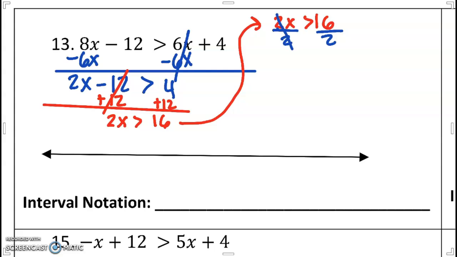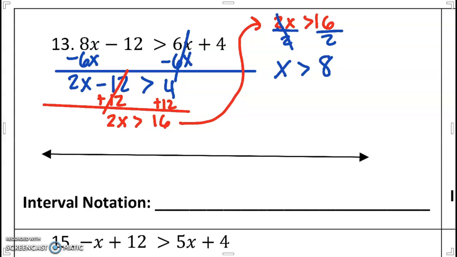When I do this, do I get that special rule where it says flip everything? Why not? Because there's not a negative. It only happens when you divide by a negative. So I get x is greater than 8.